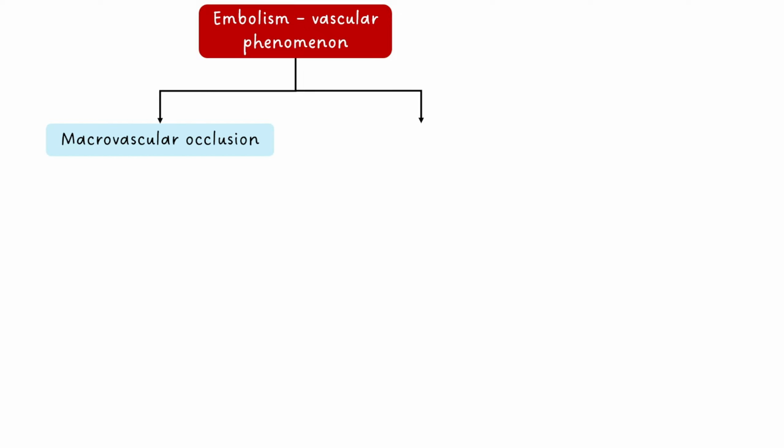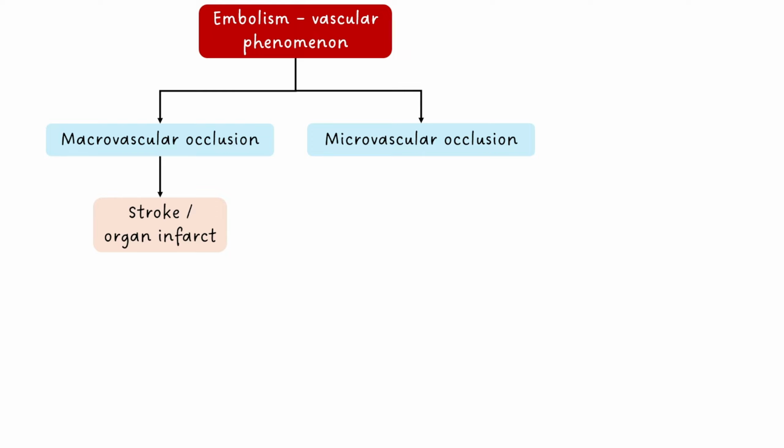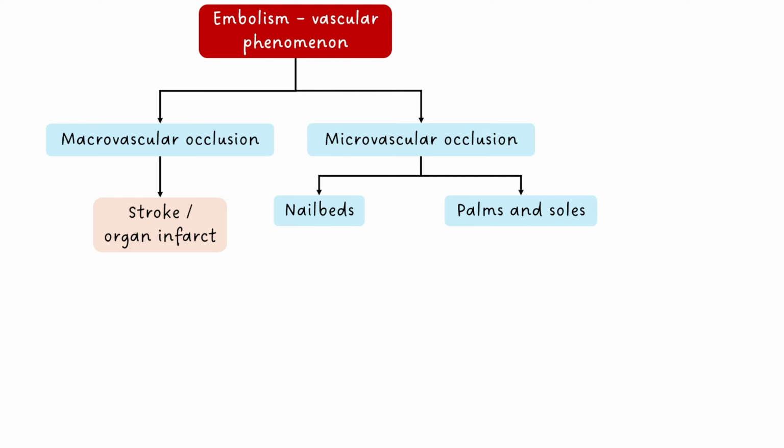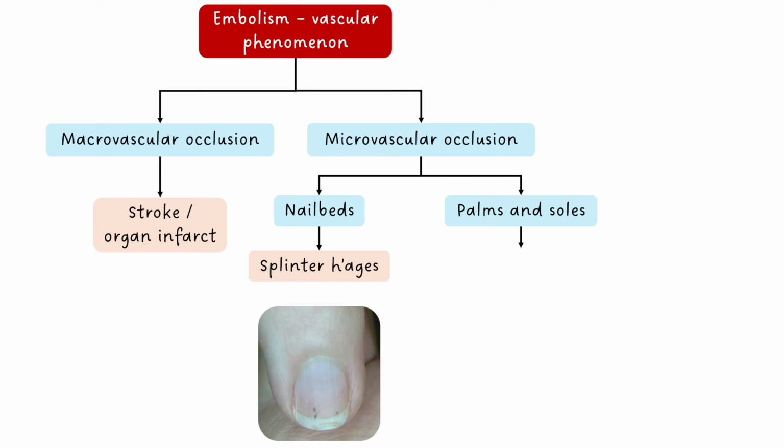The dissemination of embolus will result in vascular phenomenon depending upon the occlusion of the arteries. There can be a macrovascular occlusion or a microvascular occlusion. The macrovascular occlusion can result in organ infarcts, stroke, or acute coronary syndrome. The microvascular occlusion can be seen in the nail beds as well as at the palms and soles. In the nail beds, it will result in the buildup of pressure inside the arterioles, and the arterioles rupture, resulting in splinter hemorrhages. In the palms and soles, there is development of Janeway lesions.